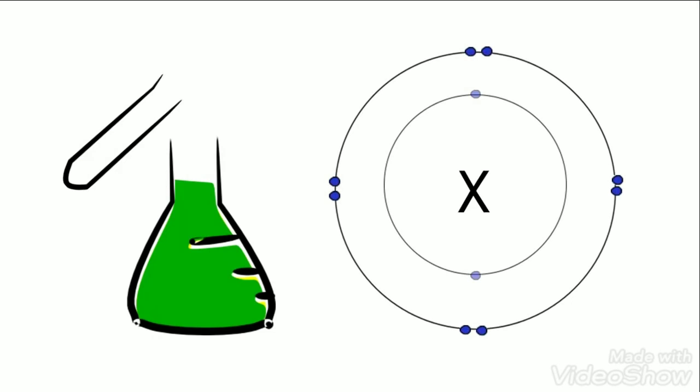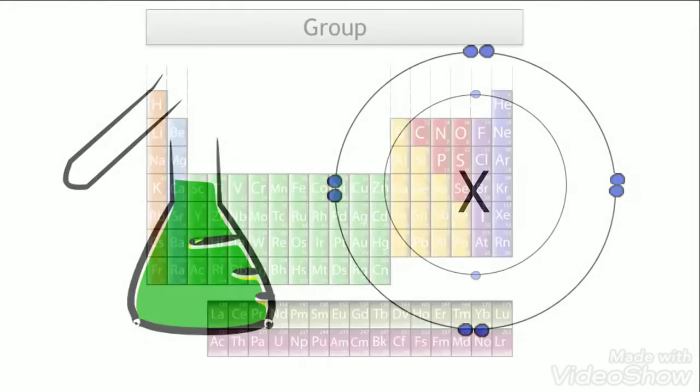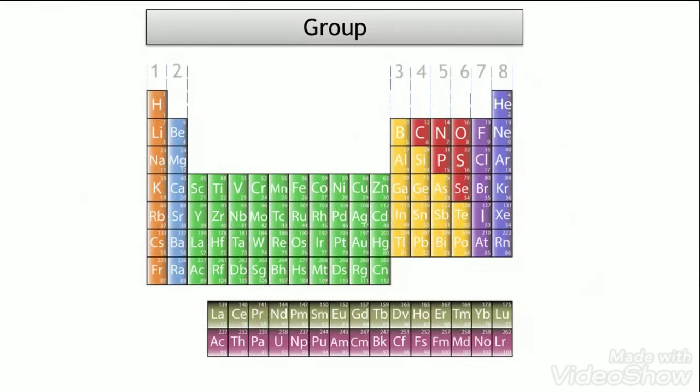The organisation of these energy levels is what gives elements their different reactivities. The number of electrons in the outer shell of an atom tells you the group number to which they belong on the periodic table. Members of the same group with the same number of electrons in the outer shell have similar reactivities.